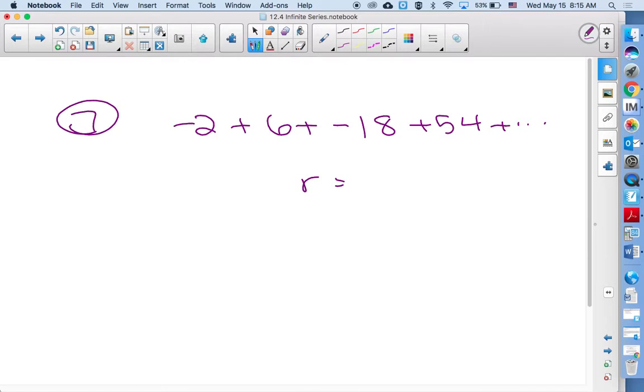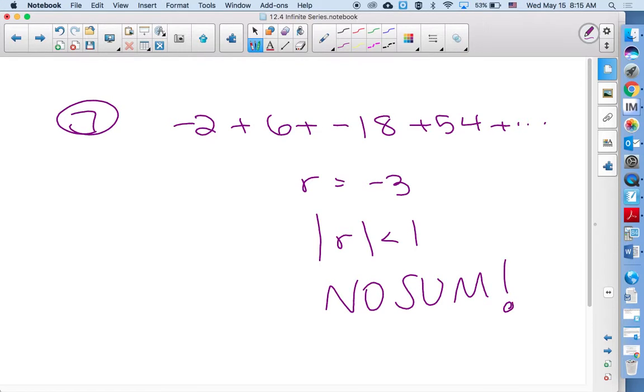What's the R value? What are you doing to get from one number to the next, Eric? -3. Yeah, multiplying by -3. Is the absolute value of that R less than 1? No. The absolute value of -3 is +3. +3 is not less than 1.